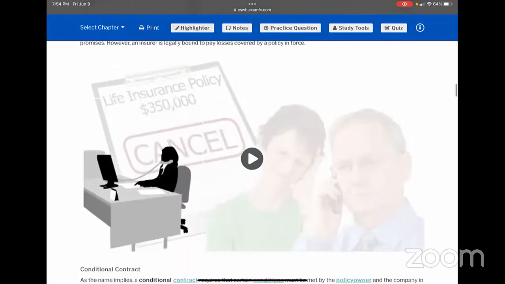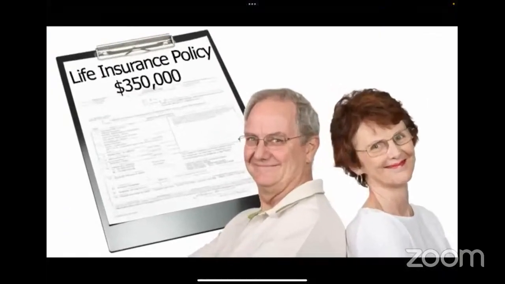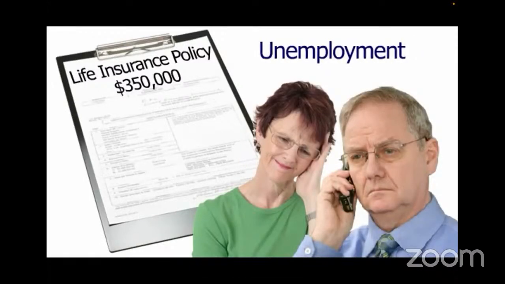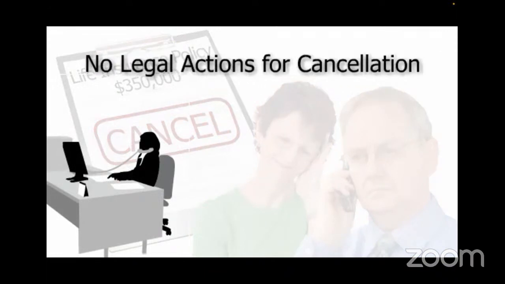All right, so now let's look at this. Barney and Wilma own a $350,000 life insurance policy. When Barney unexpectedly loses his job, they are forced to cancel that policy. Barney and Wilma notify the insurance company and request their policy to be canceled. The insurance company may not file legal actions against Barney and Wilma for canceling the policy.